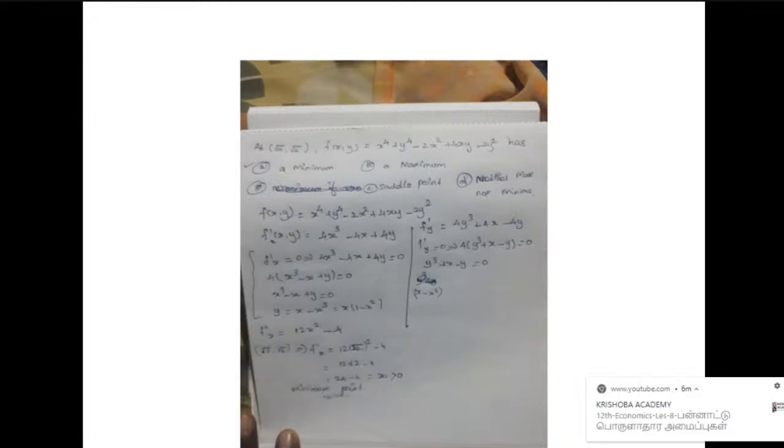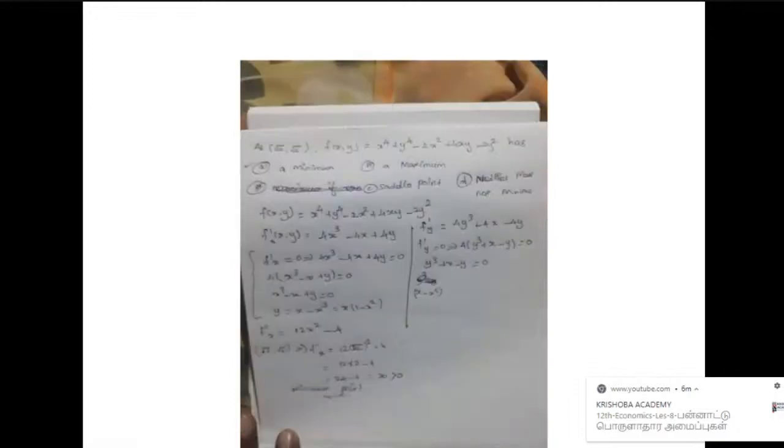If f double dash of x is less than 0, we can say this is a maximum point. Above we saw how to find the maxima and minima for single variable and two variables without giving any limitations, without giving any intervals.